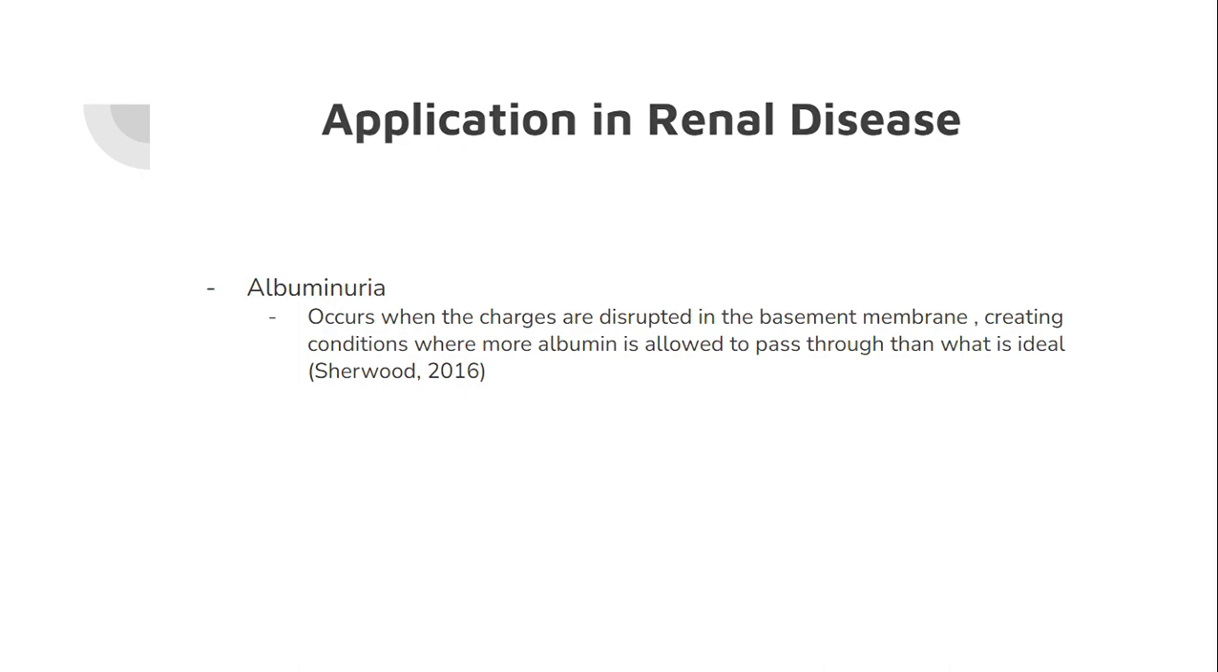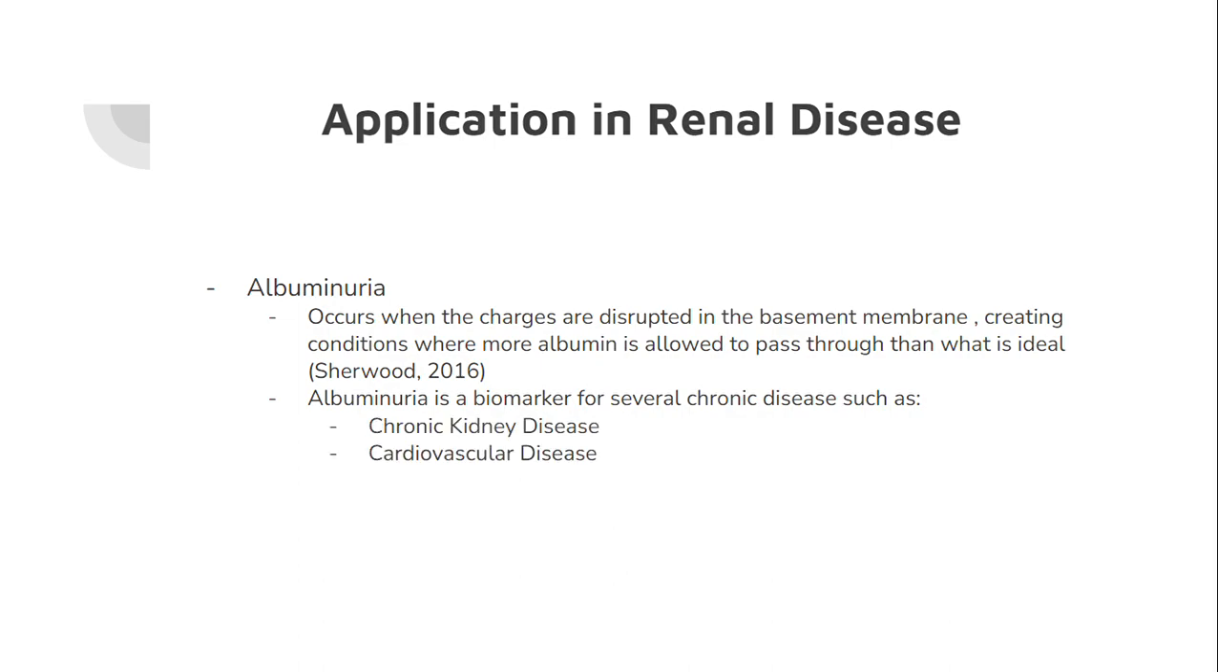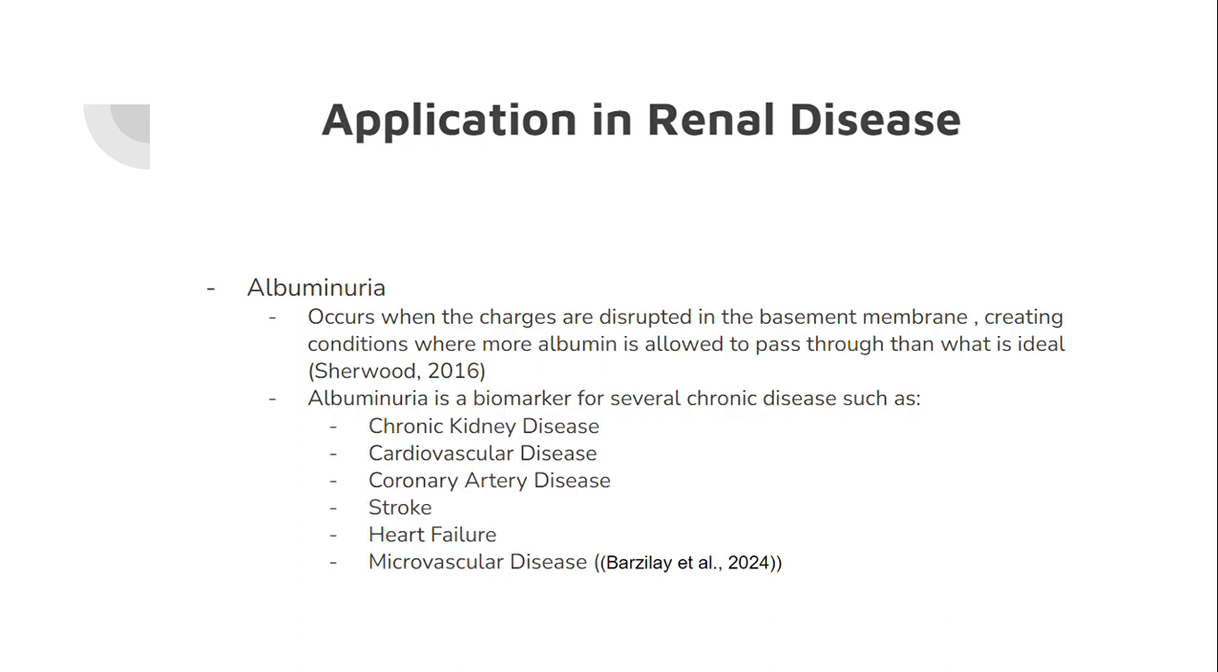And now, this is an issue. This can cause several things, or can be a biomarker for several diseases such as chronic kidney disease, cardiovascular disease, coronary artery disease, strokes, heart failure, and microvascular disease. This is not good. Now, protein can appear in the urine after exercise or just a little bit normally, but when it occurs in large amounts, that is quite concerning from what I read.